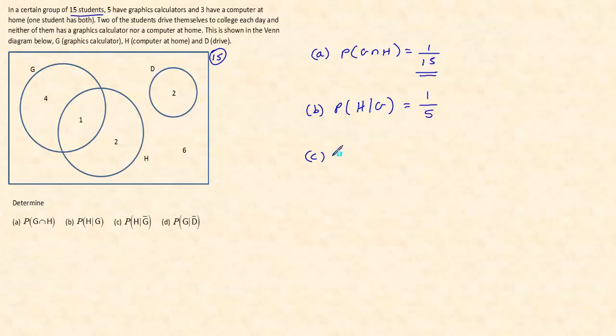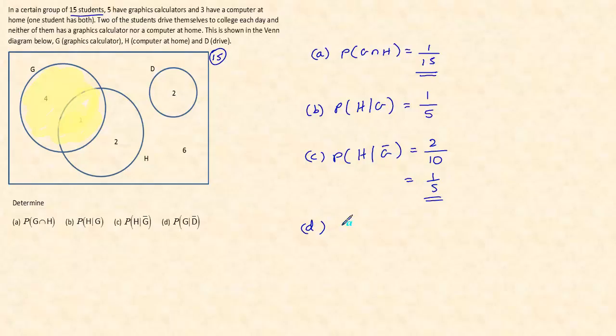In part C, we have the probability of H given not G. So if we're given not G, I'm going to shade G again because it's easier, but now we're going to consider everything that isn't shaded outside of G is what must have happened. So we've got in all 10 students out there, and we want H to have occurred, so that's these 2 students, so that's going to be 1/5.